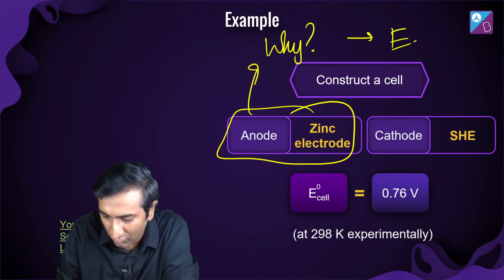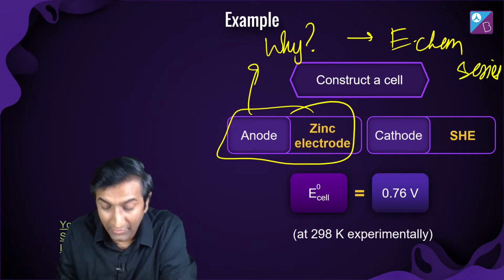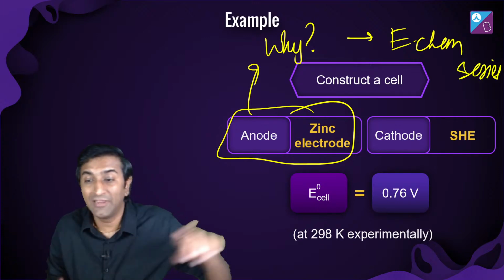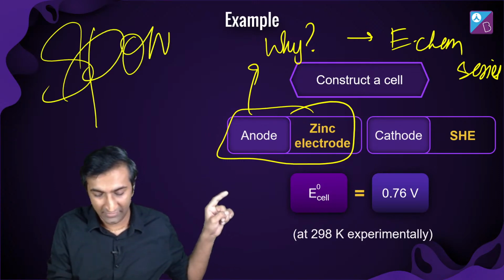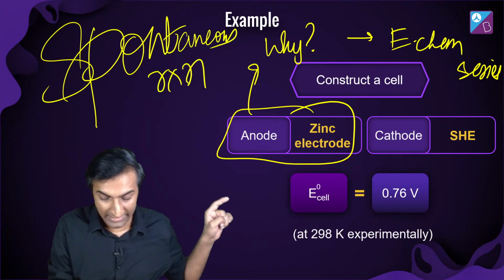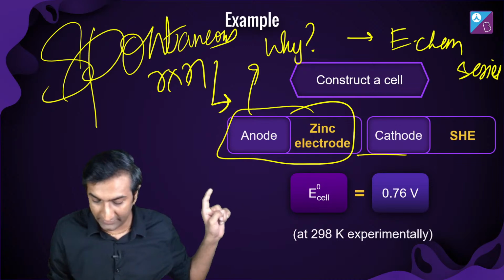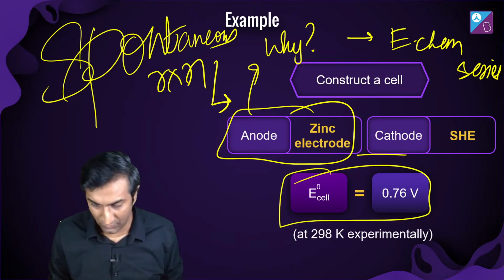We will look at the electrochemical series, and we will see in detail why I have made this clear. But a spontaneous reaction will happen if I take zinc at the anode, okay? Remember, this is for a spontaneous reaction. For a spontaneous reaction, I take zinc at the anode, the cathode is SHE, and I get E naught cell to be 0.76. Experimental value, okay?